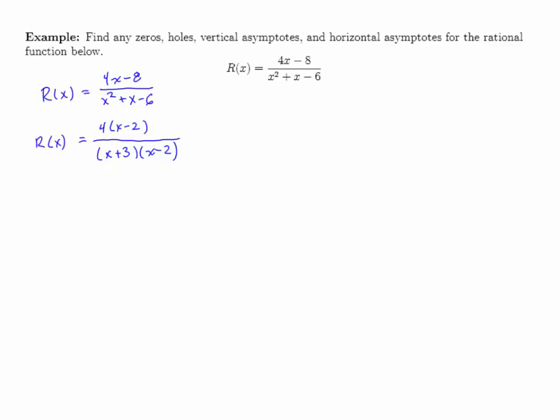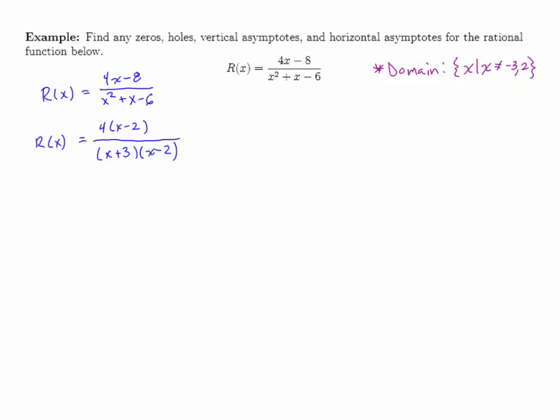Another thing that we want to note, and I'll note this off to the side, we're not asked to do this, but we do need to keep track of it, is the domain of this function. If we look at this original, that denominator cannot have -3 or 2 in it, or this function won't be defined. So our domain will be the set of x such that x is not equal to -3 or 2.